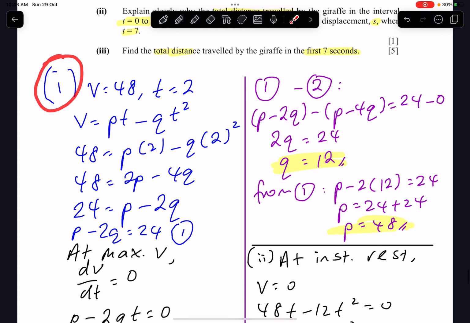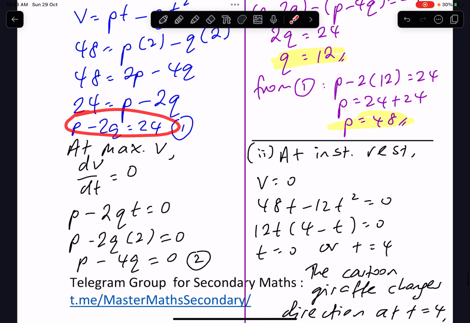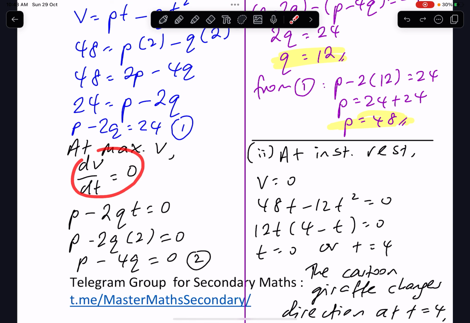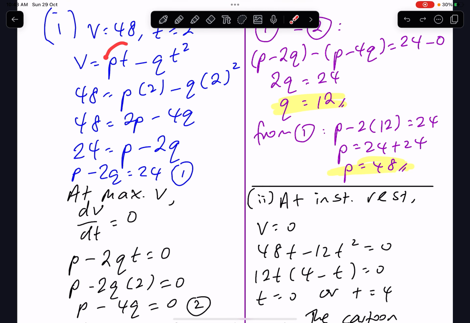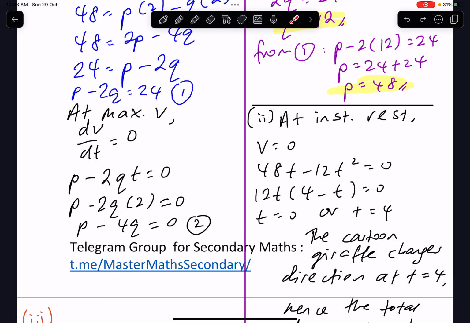So for part 1, I've listed the steps here. At v is 48, t is 2, so we sub it inside and we're able to develop a first equation. And the second equation relates to the maximum velocity. At maximum speed, dv/dt is equal to 0. Then we differentiate v with respect to time. That will be p minus 2qt, and that will be 0. So when does this happen? It happens when t equals 2.